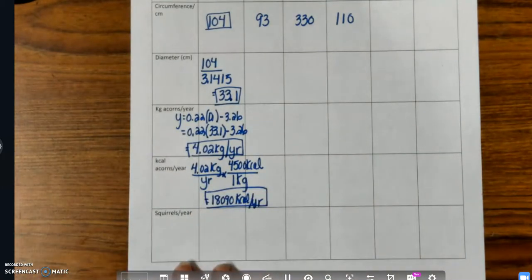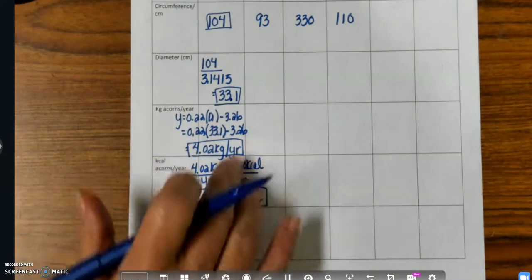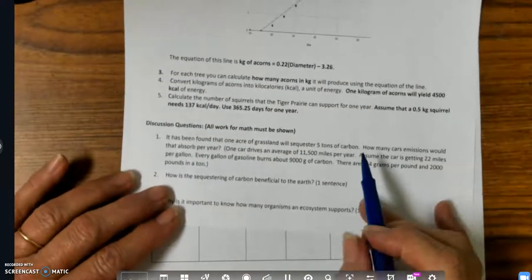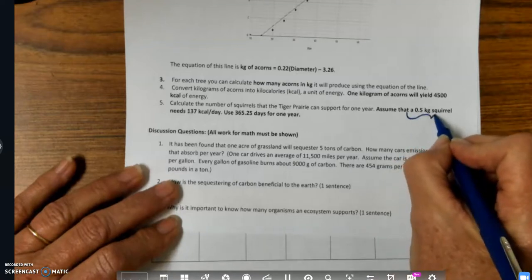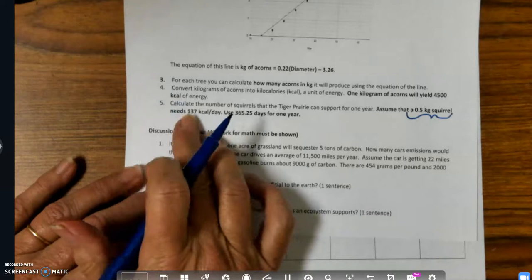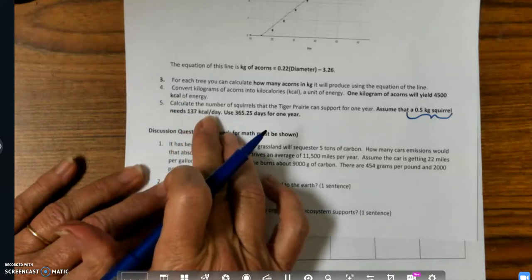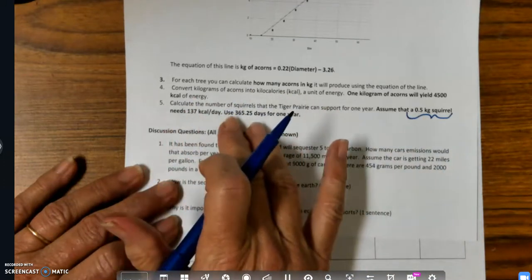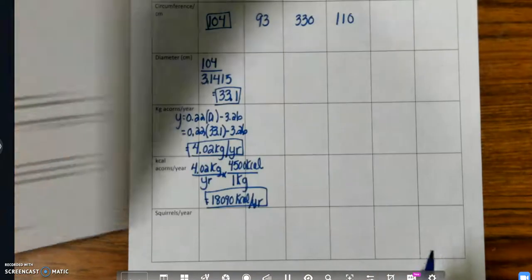That's good. All right. What I want to do next is convert that to squirrels. How many squirrels will that feed? We know that one squirrel is about a half a kilogram. One squirrel needs 137 kcals per day, but of course we are doing this for a year. So we're going to have to go from kcals per day to per year. So let's do that next.